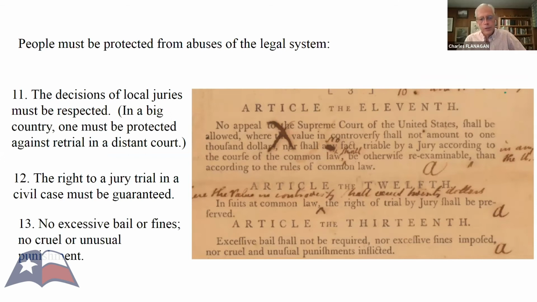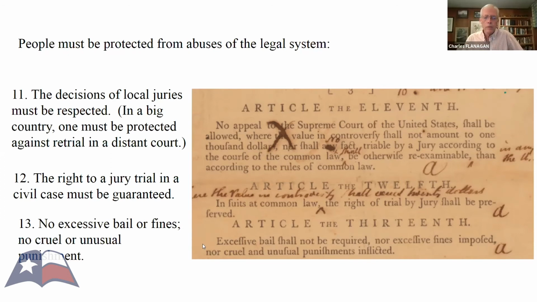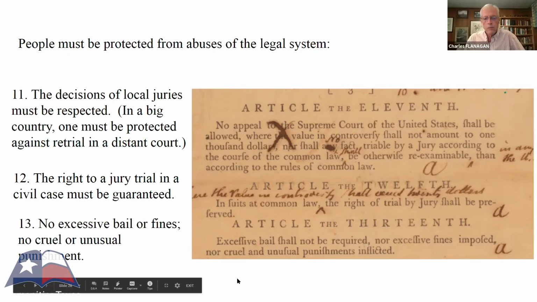For example, the decision of local juries must be respected. In a big country, you could be tried in one state and then retried in the national capital, maybe hundreds of miles away, if you didn't have protection against that sort of abuse. And so you can see the anti-federalists very specifically wanted to have an amendment to say that the facts found by a jury cannot be retried anywhere else. This amendment about the right to a jury trial in a civil case balances the right to a jury trial in a criminal case, and then no excessive bails or fines and no cruel and unusual punishment.